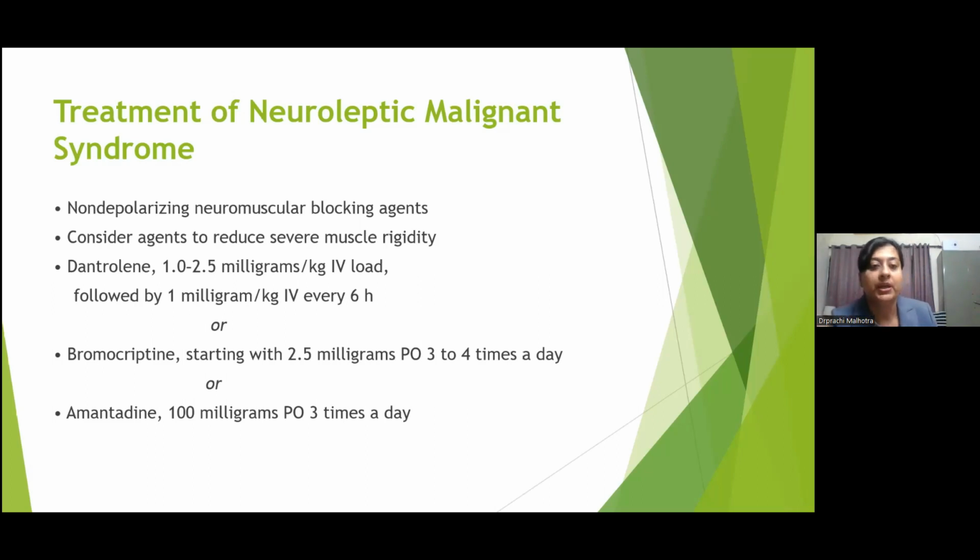Look here, only dantrolene is dosed in milligrams per kg IV. Otherwise, all the others don't depend on weight. Like bromocriptine, you will give 2.5 milligrams orally 3 to 4 times a day. Or amantadine you can also give orally, 100 milligrams 3 times a day. So you can give either of the 3 drugs to the patient.